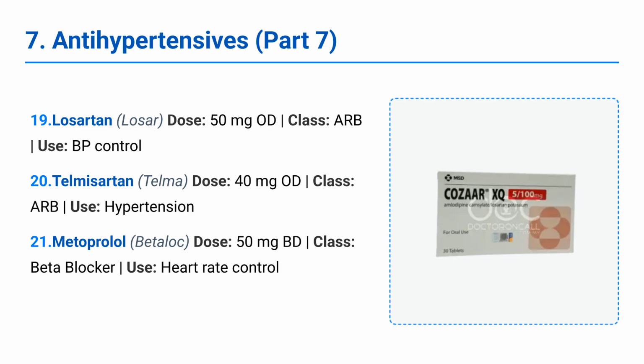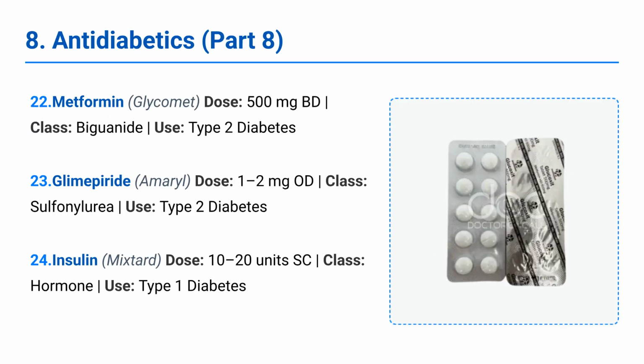In antihypertensives, losartan and telmisartan are ARBs for blood pressure control and hypertension. Metoprolol, a beta blocker, is used to control heart rate. For anti-diabetics, metformin is a biguanide for type 2 diabetes. Glimepiride, a sulfonylurea, also treats type 2 diabetes. Insulin is a hormone for type 1 diabetes.